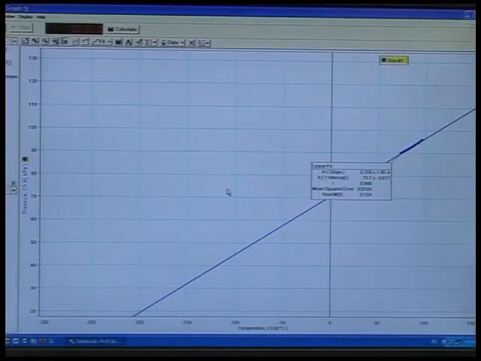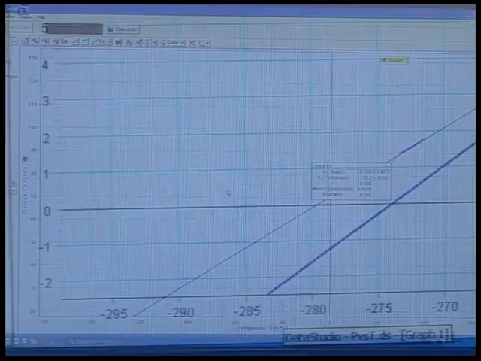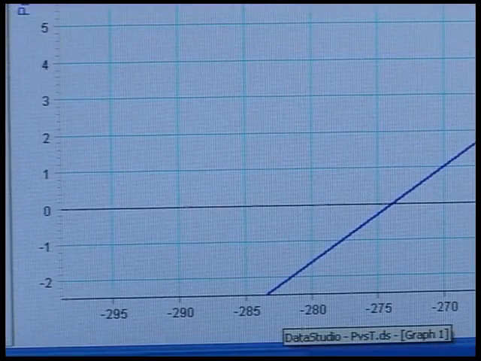Note the PT graph recorded. What can you deduce from the graph?